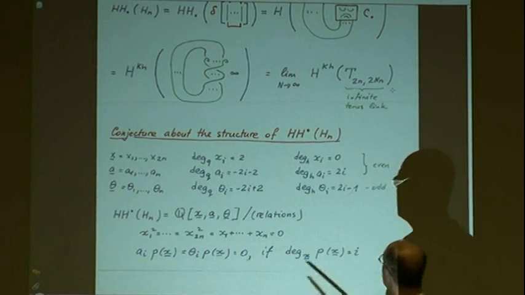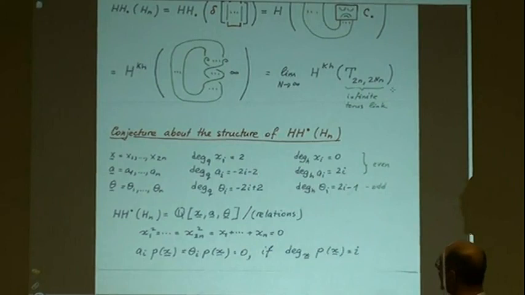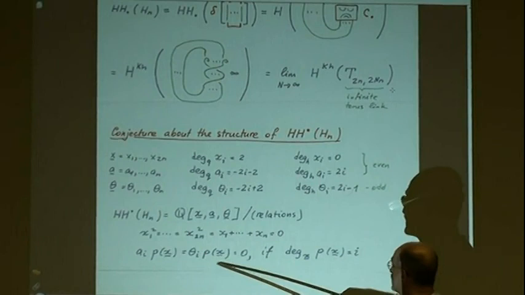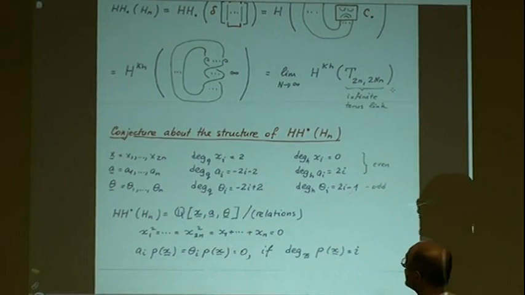And then there are more variables. Variables, call them A and theta. These are even and these are odd, plus median. These are the degrees. And the restriction is that A's and theta's kill polynomials of x of sufficiently high degree. So it's almost a free algebra on A's and theta's, with some x's.